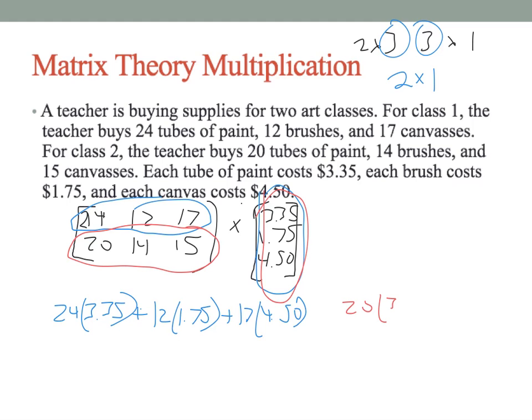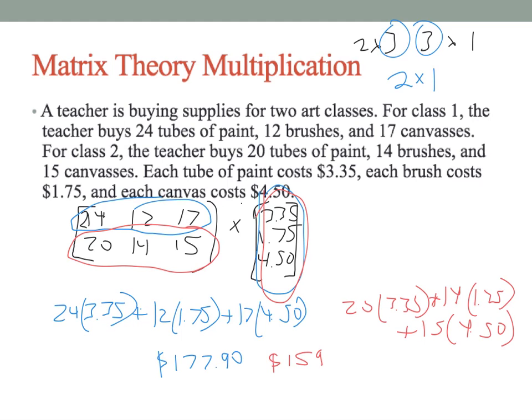So now 20 times 3.35 plus 14 times 1.75, and sorry, running out of room here, plus 15 times 4.50. And just multiply and add everything up to get an answer in the end. So for class 1, we're going to get $177.90. That's how much it's going to cost. And then we're going to get $159 for class 2. And we can put those together in our matrix. And that's it for that one.